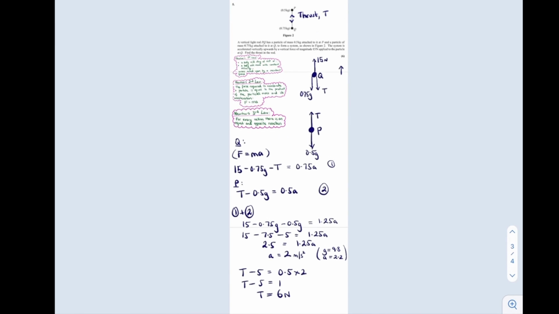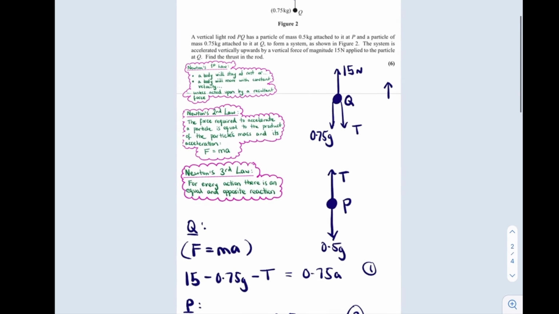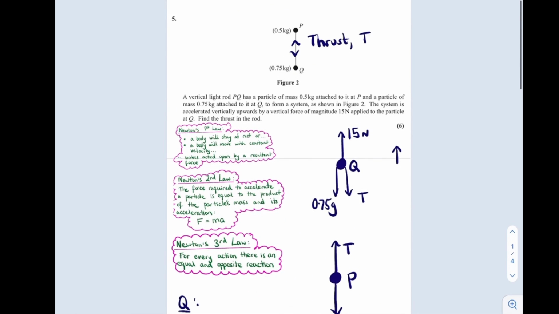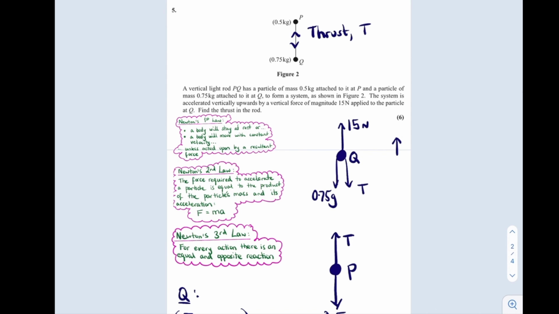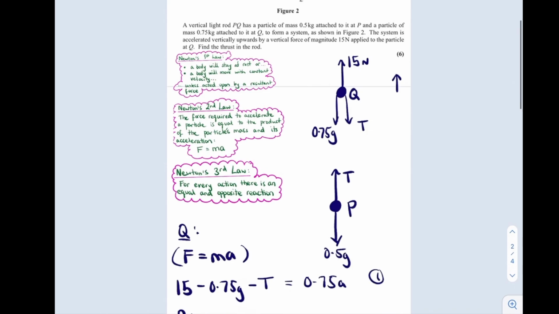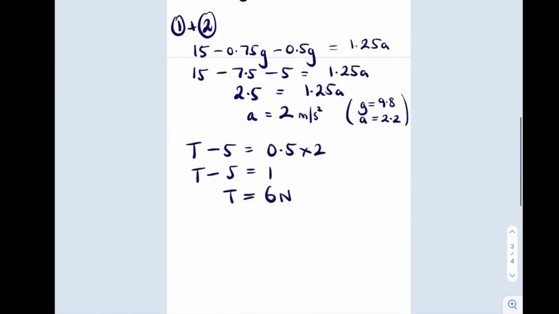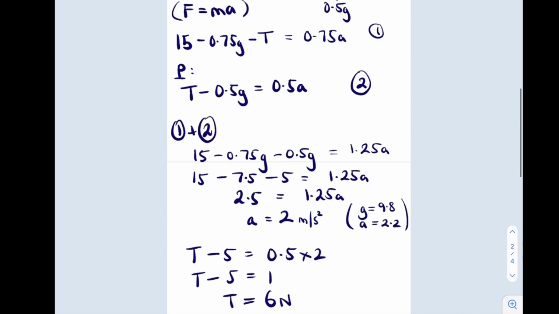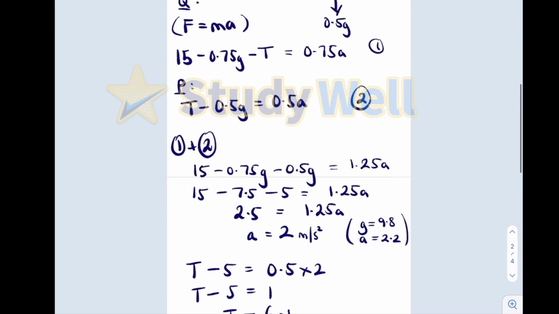So, for 6 marks in an exam question, it's still relatively simple, but it's the first one we've seen in the Study Well series where we actually use all 3 Newton's laws. We find that the thrust of the connected particles there is 6 newtons.